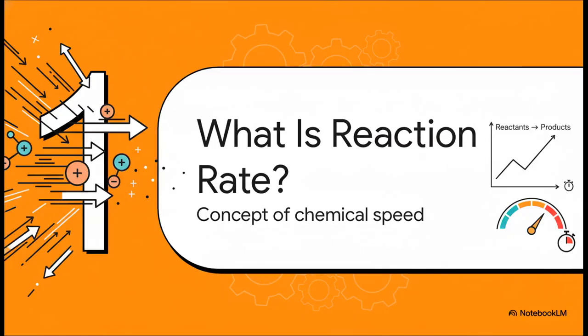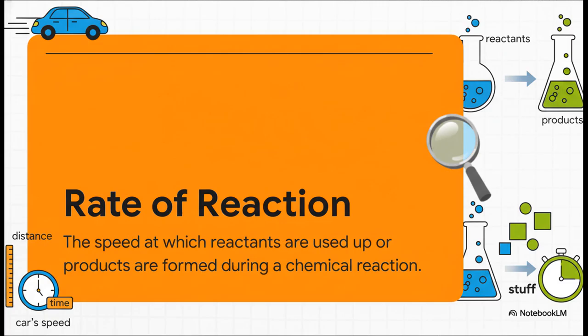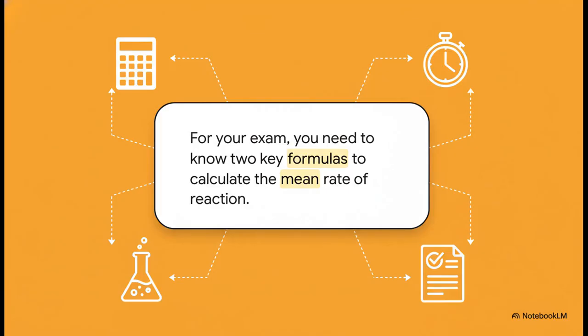Okay, first things first, what do we actually mean when we say the rate of a reaction? It's the bedrock of this whole topic, so let's make sure we've got it locked down. Put simply, it's just how fast a reaction happens. It's a bit like a car's speed. That's just distance over time, right? Well, in chemistry, it's how much stuff you use up, or how much new stuff you make, over a certain amount of time. And it's not enough to just say, oh, that was fast. We need to put a number on it.